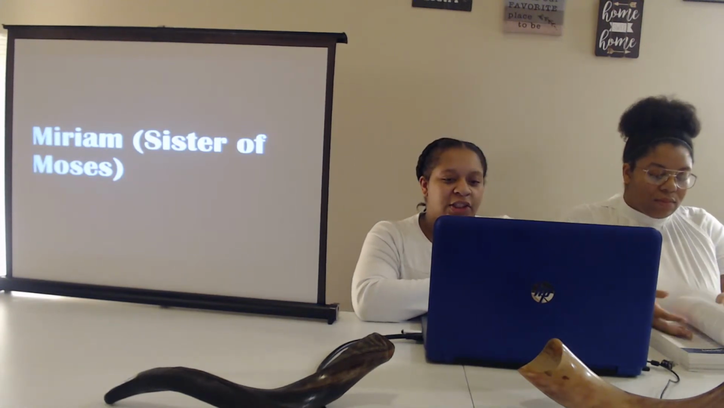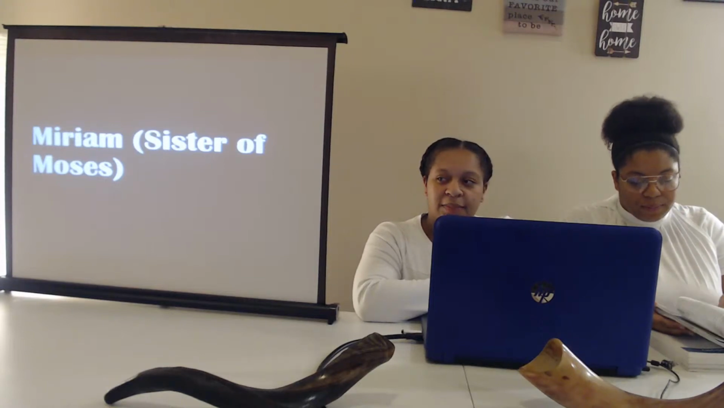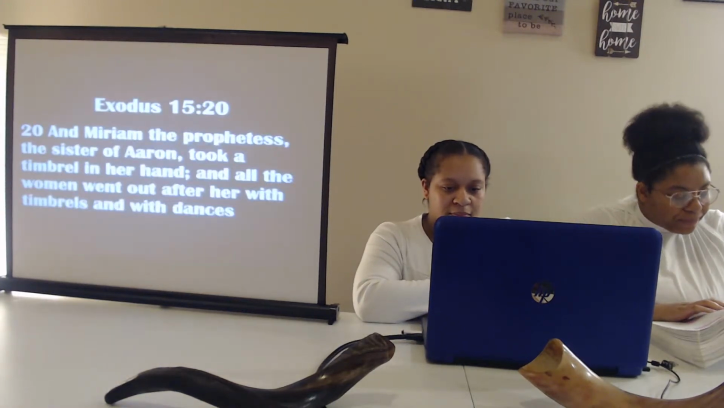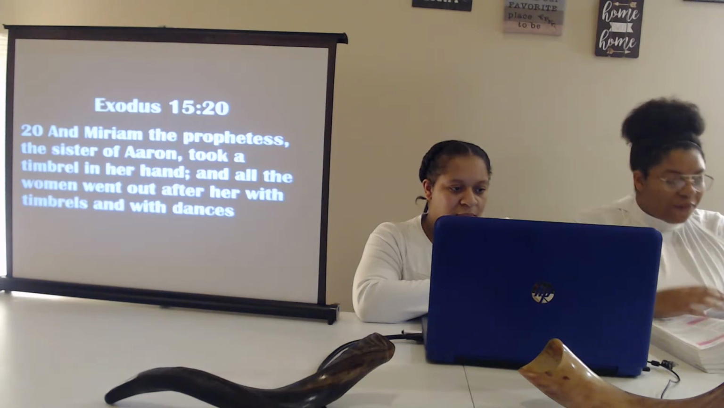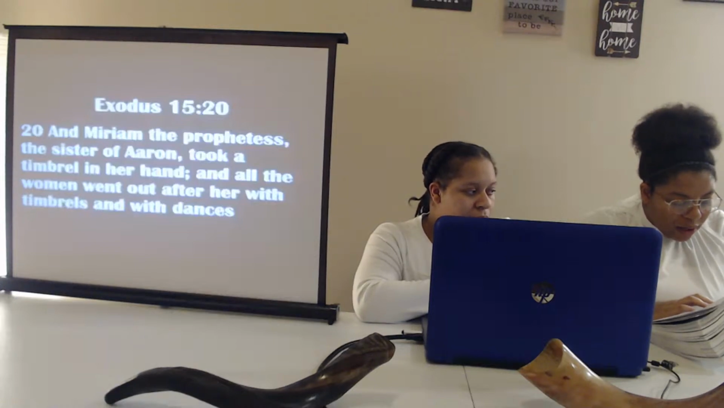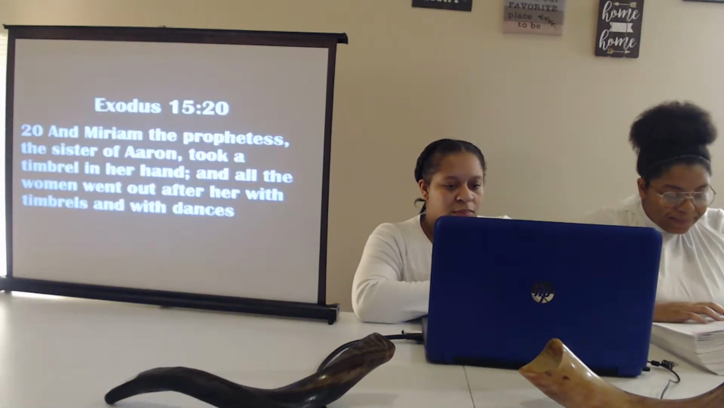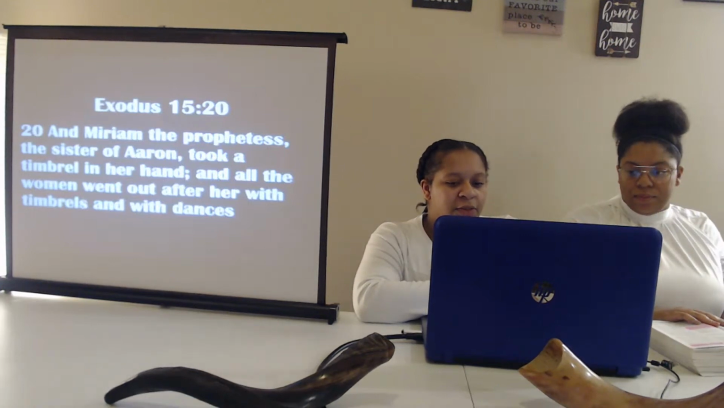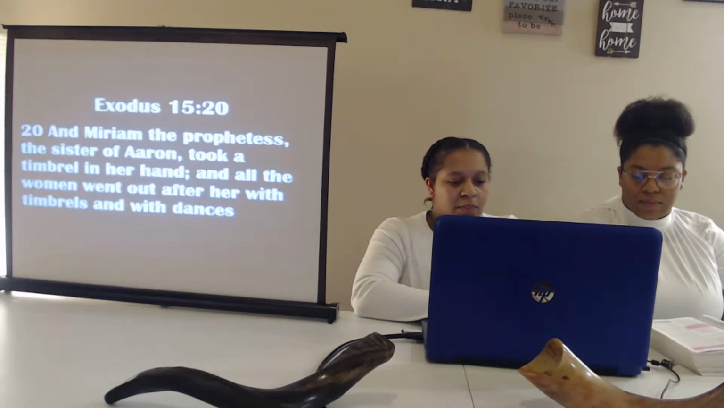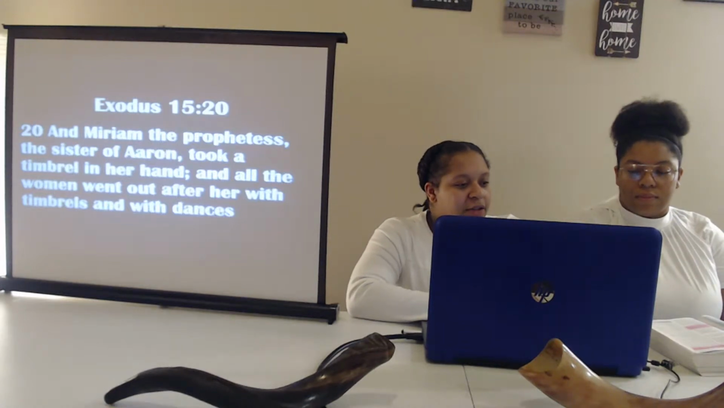We're going to go to Exodus chapter 15, and we're going to read verse 20. Exodus chapter 15, verse 20. And Miriam the prophetess, the sister of Aaron, took a timbrel in her hand, and all the women went out after her with timbrels and with dances. So Miriam was the first prophetess and the sister of Moses and Aaron. And we're going to get more about her song and everything later. We're just kind of introducing her.